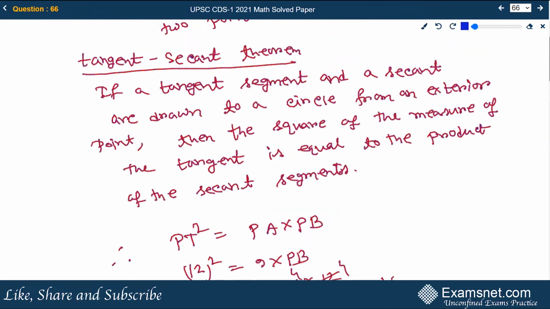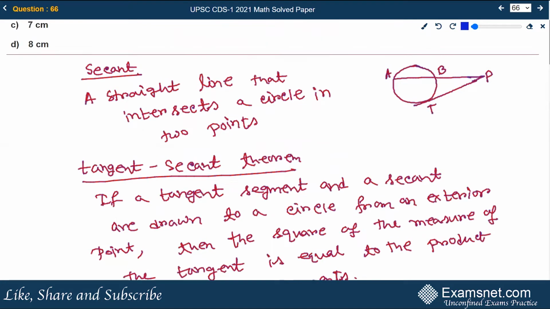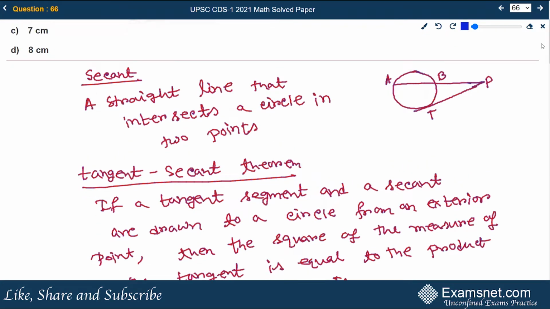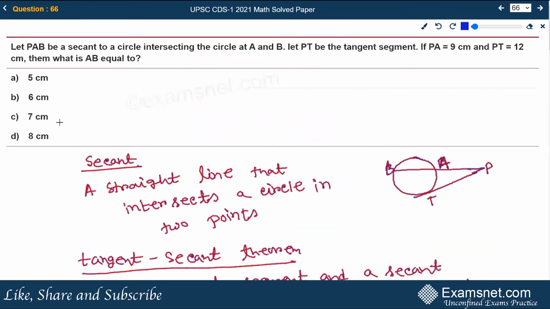So now what is the value for AB? PB is 16 and PA is 9. According to the question, I should write it this way. This is PB and this one is PA, because I can see PB is longer than PA, correct? Therefore AB is PB minus PA, 16 minus 9, that is 7 centimeter. So the length of AB is 7 centimeter. Here option C is the correct answer.